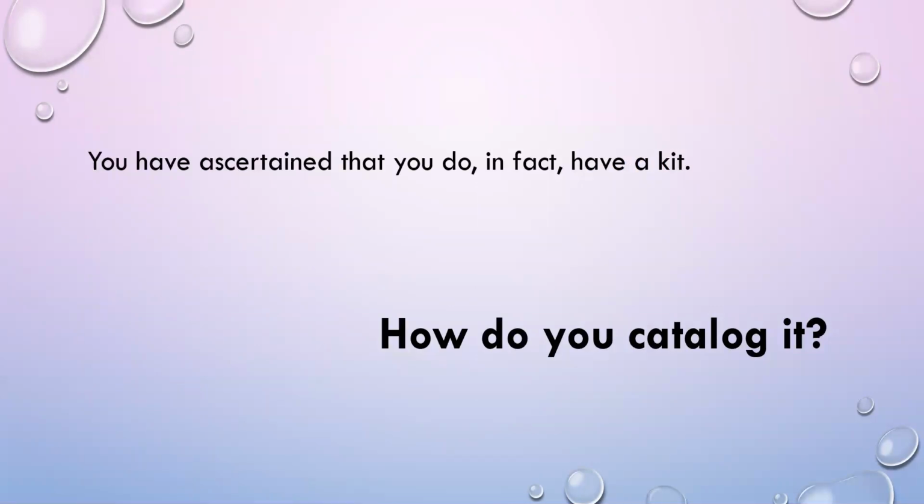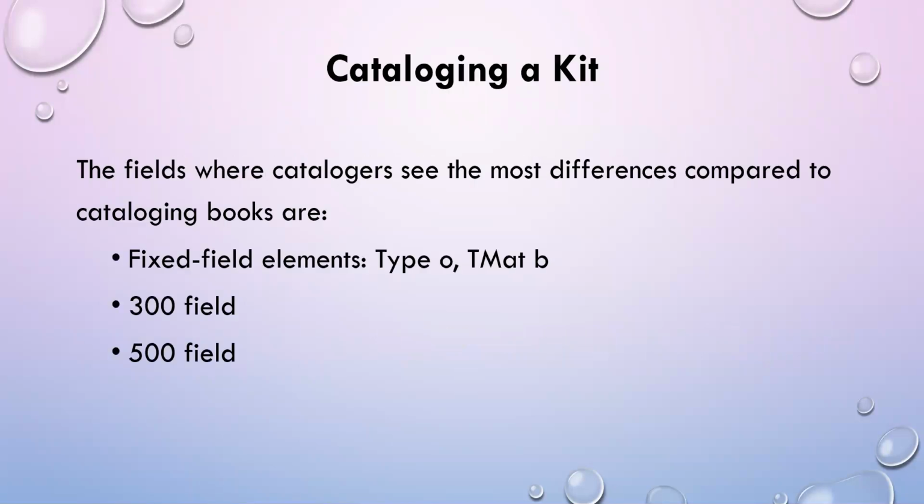How do you catalog it? After looking over the definition of a kit and deciding that you do have a kit, it's time to look at how to catalog. We will look at how this process is similar to and differs from cataloging a book. In cataloging a kit, you will notice that there are similarities and differences versus cataloging other materials, especially books. This is seen most predominantly in the fixed field elements and the 300 and 500 fields.